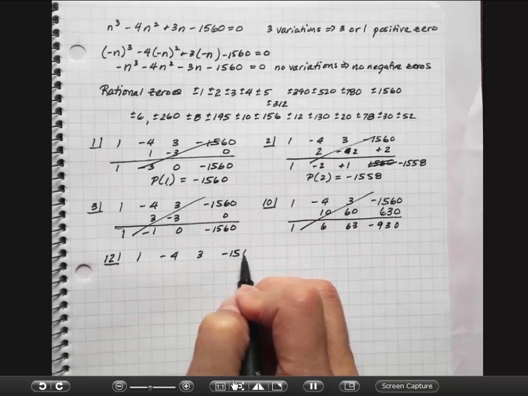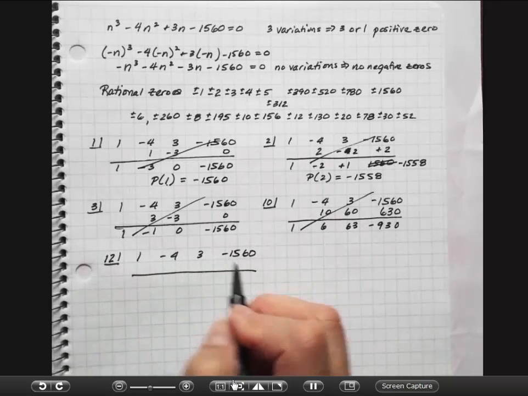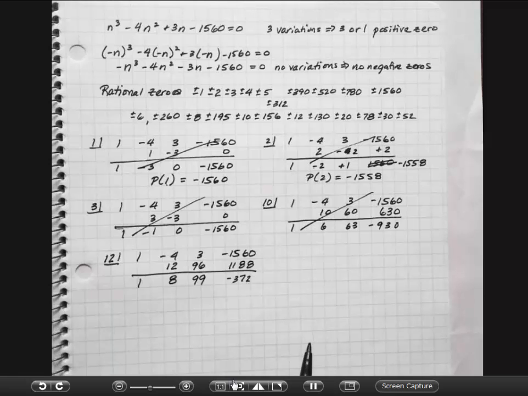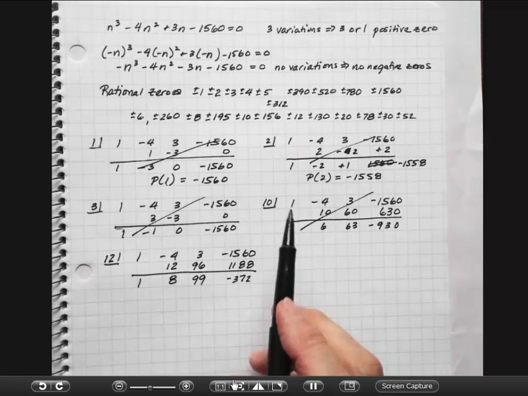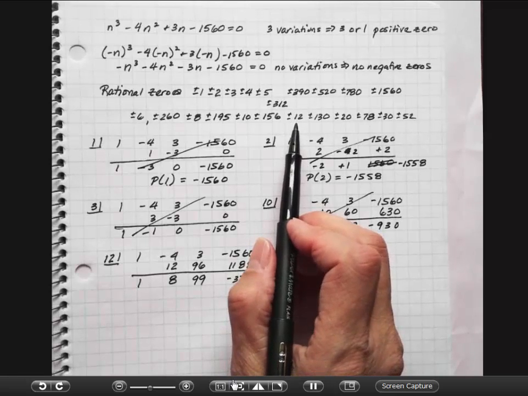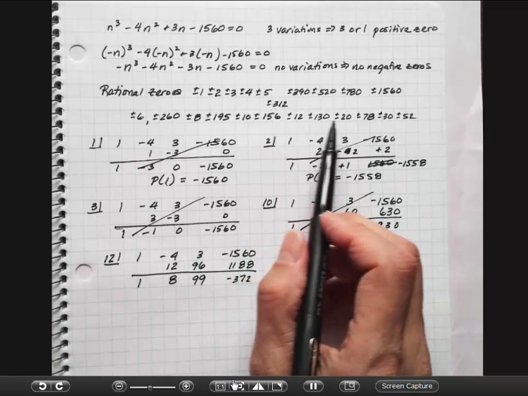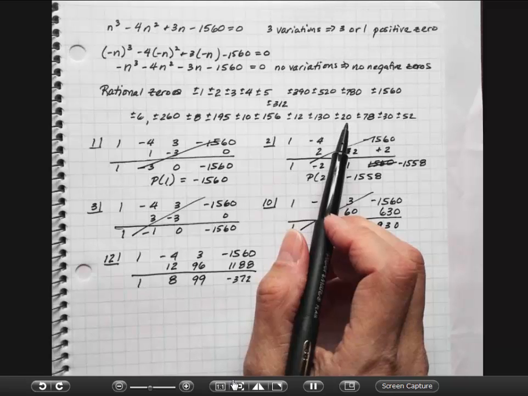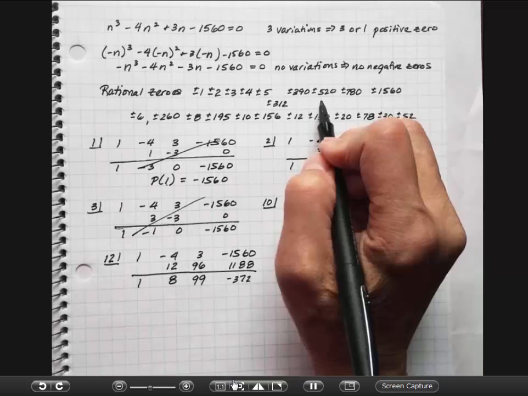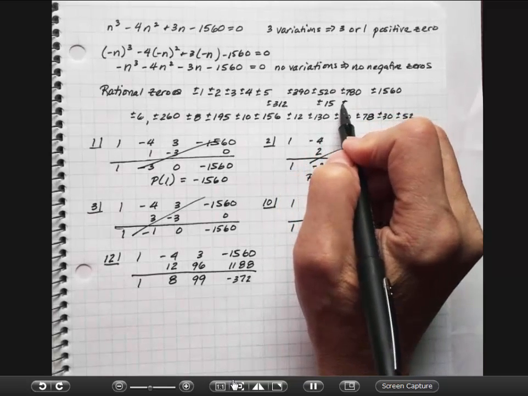When you have so many choices here, you may have to skip around. Getting better. What's my next one after 12? Oh, I skipped. So my question is, did I have a 15 that I should have looked at? So I'm going to look at 15 and see if 1,560 is divided by 15. And it is. So that's another 0, and it goes in 104 times.